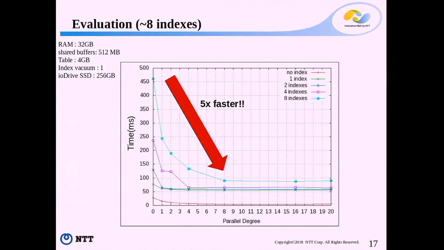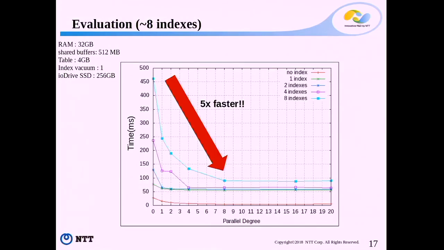In this evaluation, I used a 32 gigabyte RAM machine, and the table size is 4 gigabytes, which does not fit in the shared buffers. And I used an SSD. This line graph shows the performance improvement. The horizontal axis shows the parallel degree. A parallel degree of zero means we run the vacuum with no workers, so it's the same as the ordinary vacuum. And the vertical axis shows execution time in milliseconds.